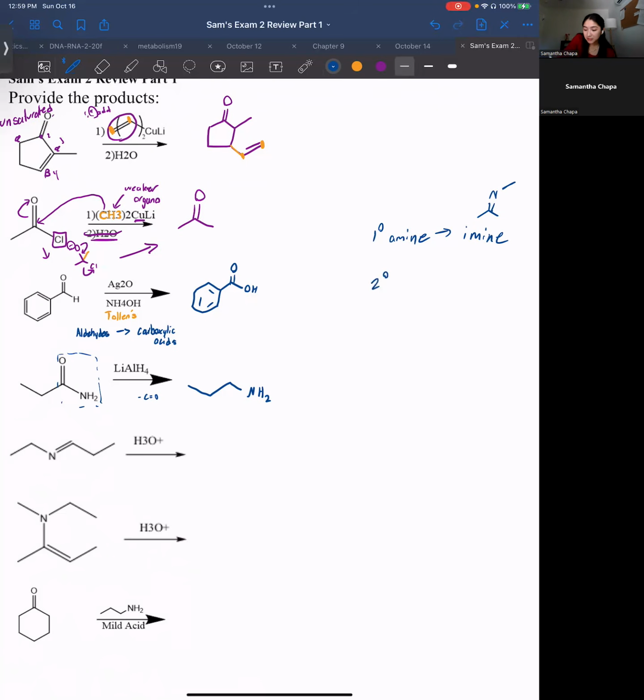When you have a secondary amine, you make an enamine. And this is an example of an enamine. Let's see, make it better. Okay. That's an example of an enamine. So you have a carbon-carbon double bond and just a nitrogen single bond. So one carbon away from your nitrogen, you have a double bond.